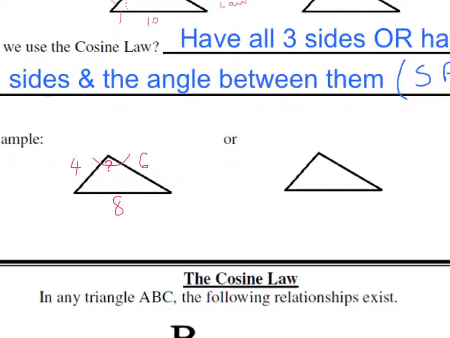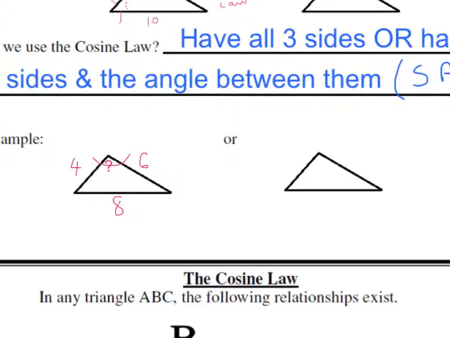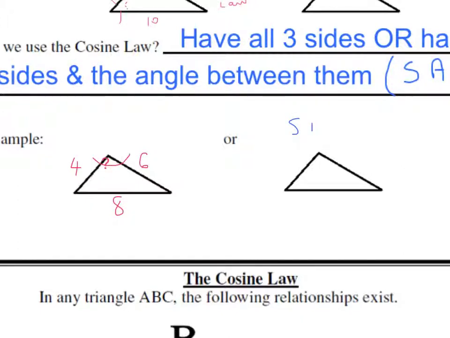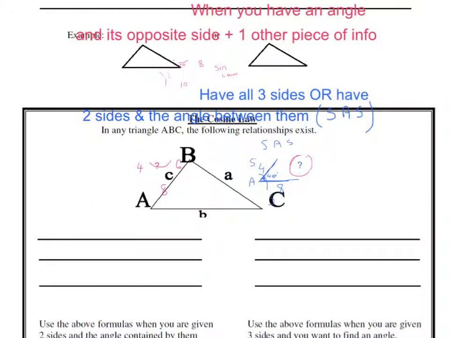Or if we had an SAS situation, side angle side, where this was 4, this was 8, and we knew the angle in between the two sides was 40 degrees, okay, then we would have the side angle side situation, and we would be able to find this missing side right there. So what exactly is the formula for the cosine law?